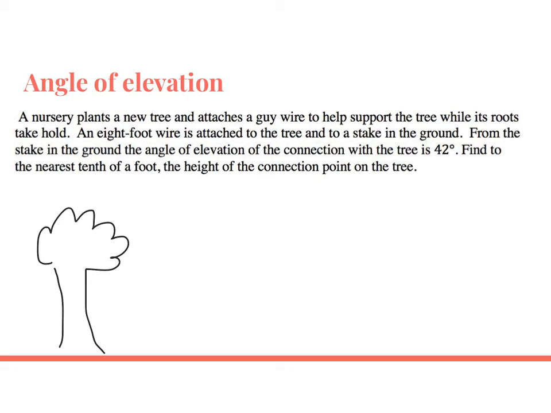It says that an 8-foot guide wire is stuck to a stake in the ground, so we know that that wire is 8 feet long. Once we see where that wire goes and what our known information is, then we would want to draw in our right triangle, and we can see that that's going to attach to the stake in the ground, creating a right triangle. It tells us that that is 42 degrees, so we label that interior angle as 42 degrees, and it wants us to find the height to the connection point on the tree, so that's where we're going to put our variable. So we're looking for that vertical distance.